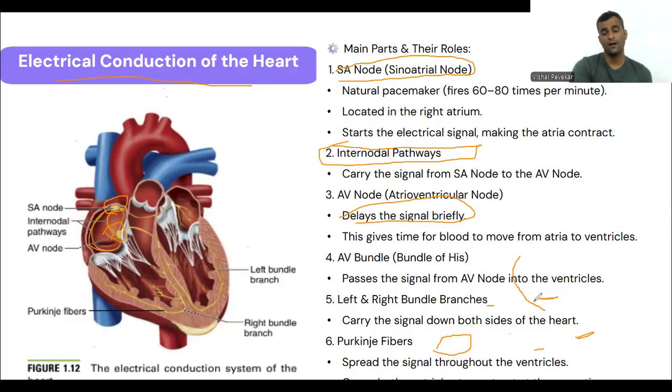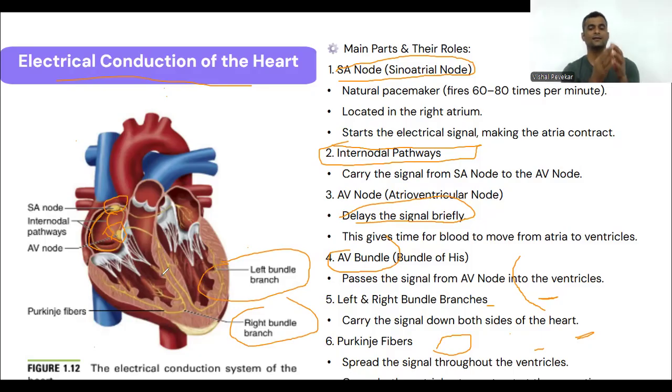Once the ventricles fill, then you have your AV bundle, which you can see here. Basically, what this AV bundle does is pass the signal from the AV node into the ventricles. Once the atria have contracted, the signal has to move to the ventricle. So this AV bundle helps pass the signal from the AV node to the ventricles, where you can see your left and right bundle branches. What they do is carry the signal down to both sides of the heart.